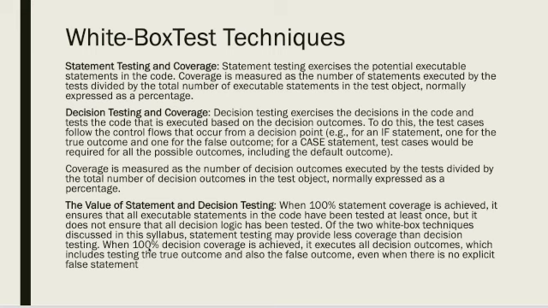For example, for an if statement, one test for the true outcome and one for the false outcome. For a case statement, test cases will be required for all possible outcomes. So what you are saying here is, you are writing your unit test cases for decision testing. Then for decision testing and coverage, you are writing your test cases based on your if statements, based on your control flows.